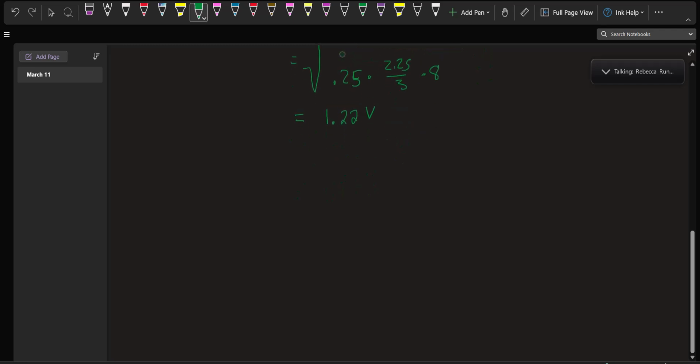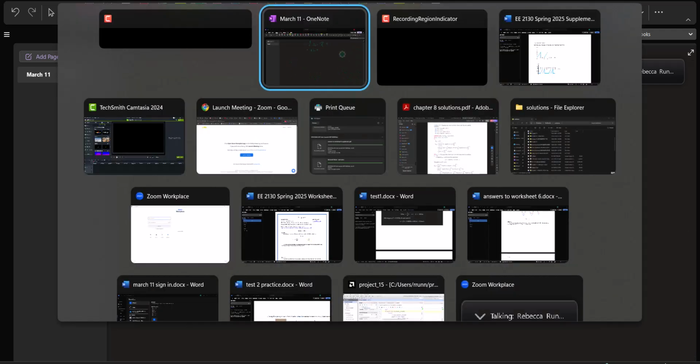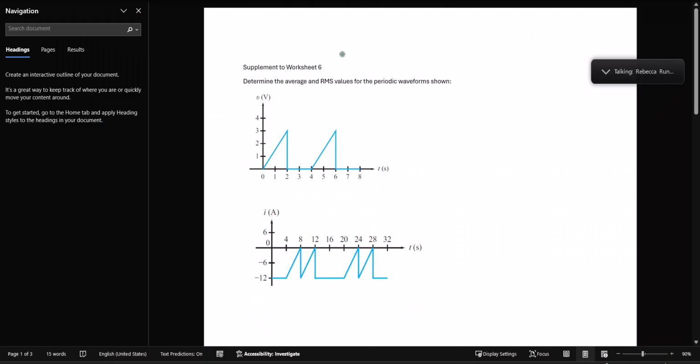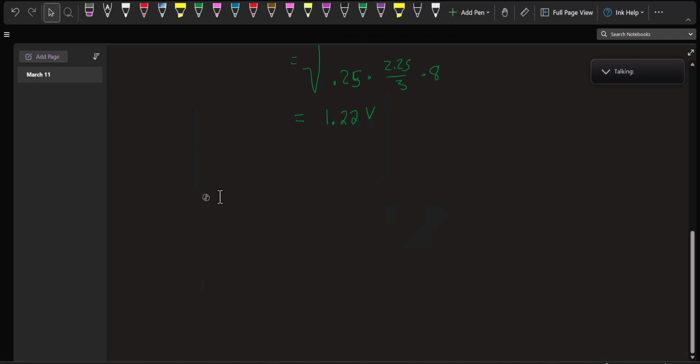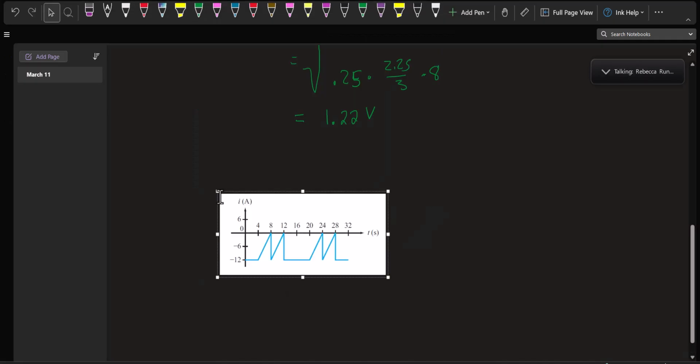The next one, again, the average value won't be so bad, but the root mean square won't be as fun. So let's see. We would have one complete period going from 0 to 16.